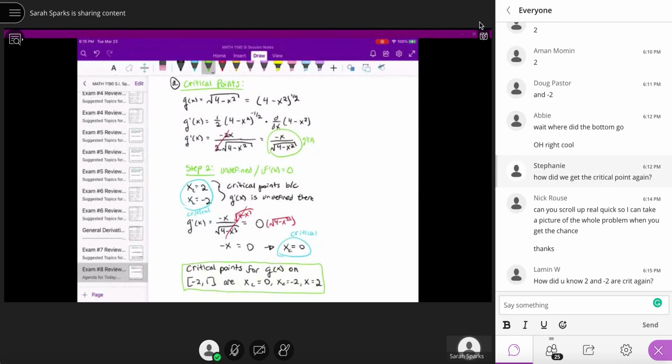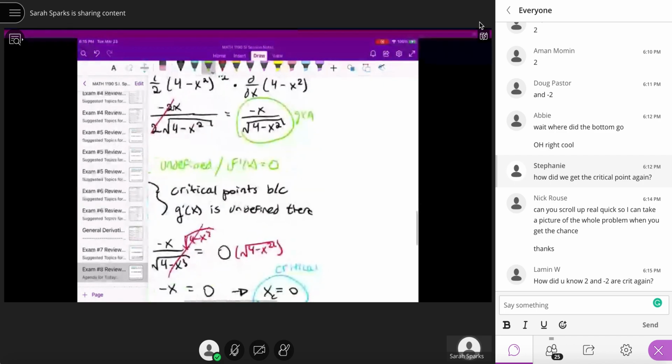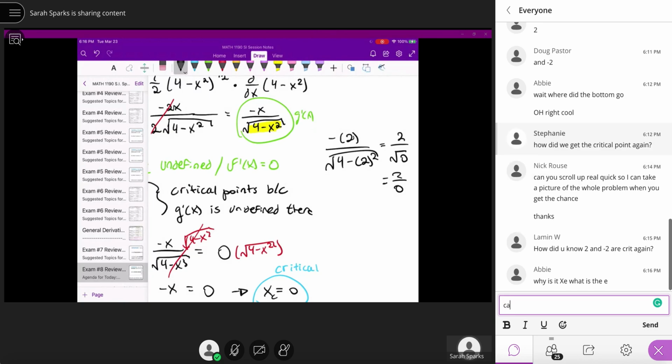We know 2 and -2 are critical points because if we plug them into the denominator it will equal 0, right? So if we plug in 2 for x, we get -2 over root of 4 minus 2 squared, and then we get 4 minus 4 in the denominator, which is 0. We can't divide 2 by 0. 2 divided by root 0 is undefined. And same thing if you plug in -2, you'll get the same answer, because any number squared is positive.